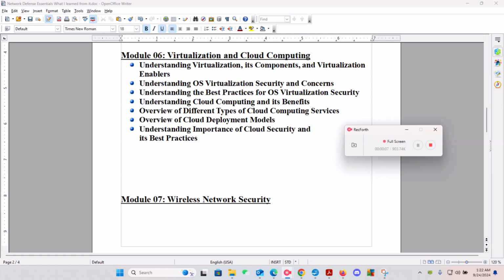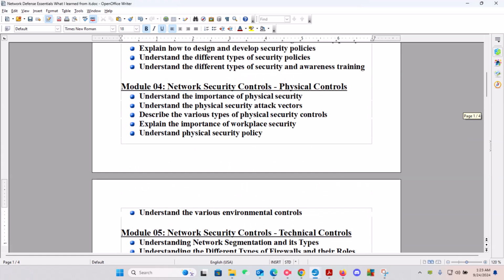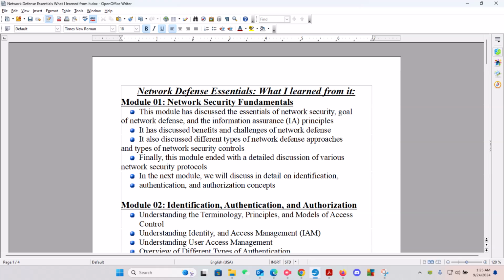I would like to present to you Module 6, which is Virtualization and Cloud Computing. Before I do that, I would like to let you know that if you haven't read the first five modules, I recommend that you watch those first, as this is cumulative and foundational.